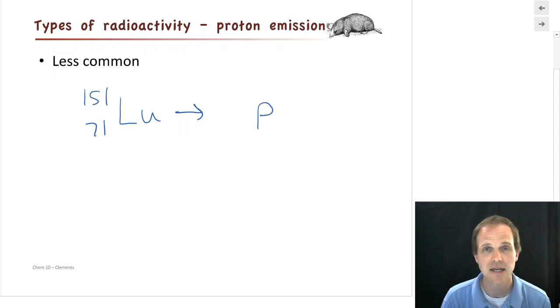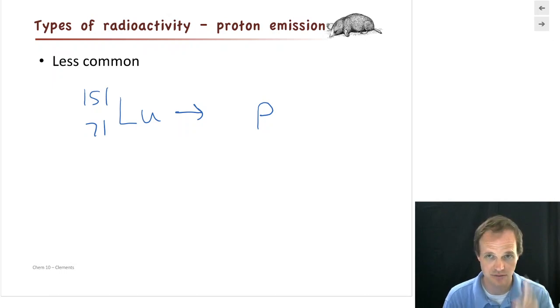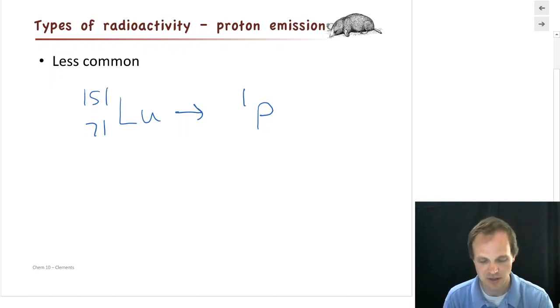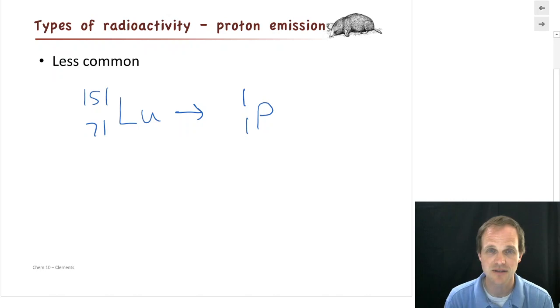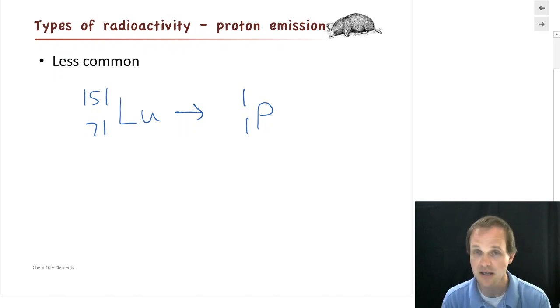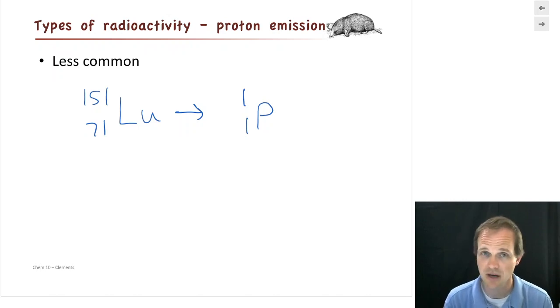Now, what are we going to put as the mass number for a proton? How many protons in a proton? 1. How many neutrons in a proton? None. And so we're going to put a sum total of 1 there. What's the charge on a proton? It is +1, and so you can just put a 1,1p there. Some people will just write the p all by itself, but you need to know that it's a 1,1p.